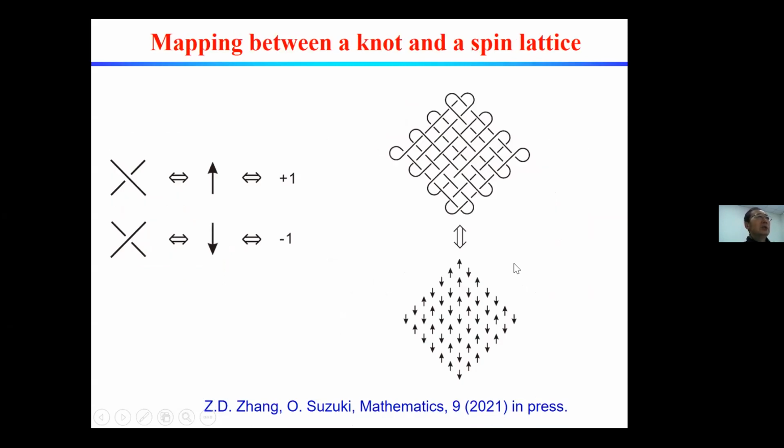Here is the mapping between the knots and the spin lattice. You can see we have the two crossovers, over and under. So it's mapping to spin up and spin down with values +1 and -1. So here we have 2D knots dimension. We can use this mapping to get the two-dimensional Ising model.